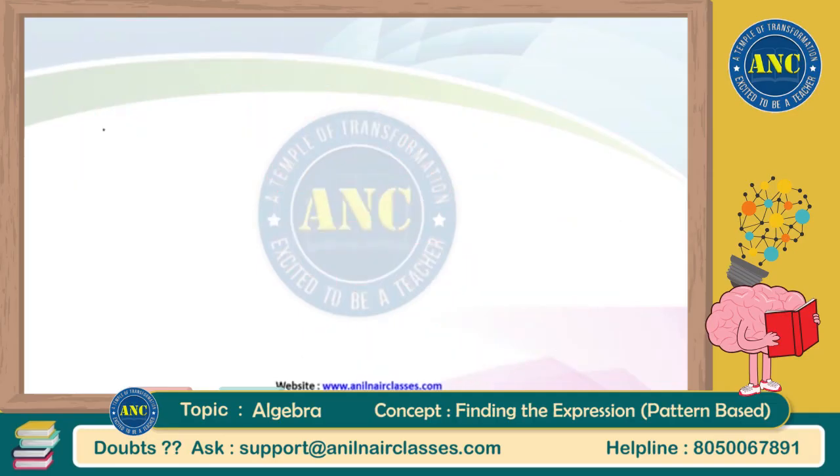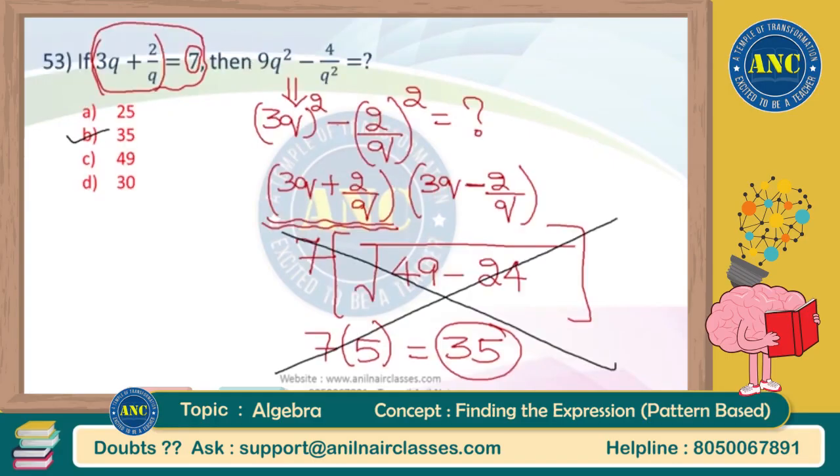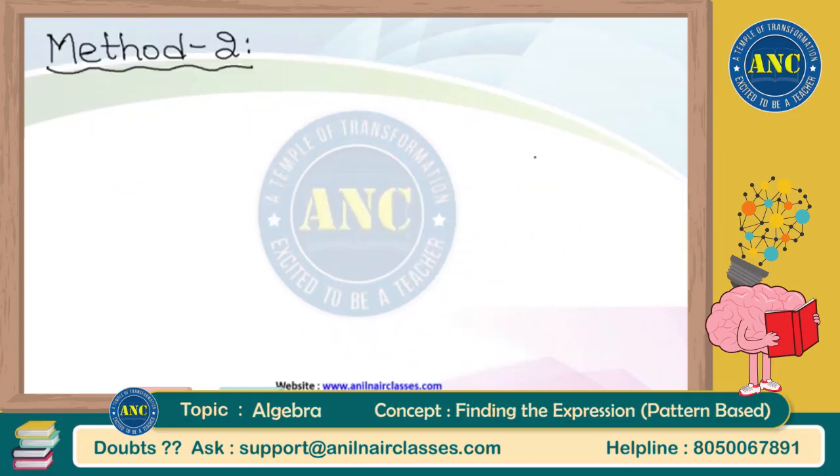Now see here, sir. Whatever I solved is method 1. Method 2 is also quite similar to method 1 itself. But if you are a logical thinker, you can get the answer a little faster. Now, what do we need to find? (3q)² minus (2/q)². That we understood as x² minus y², which is (x minus y) into (x plus y).